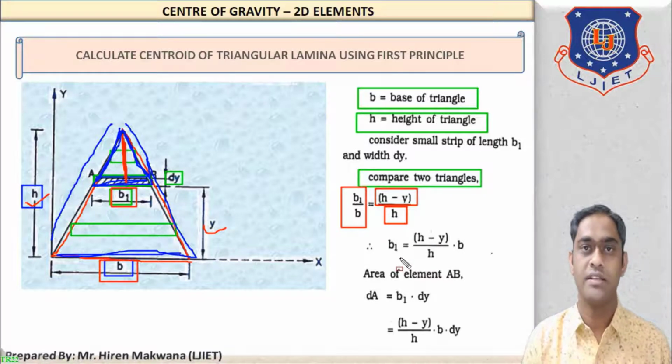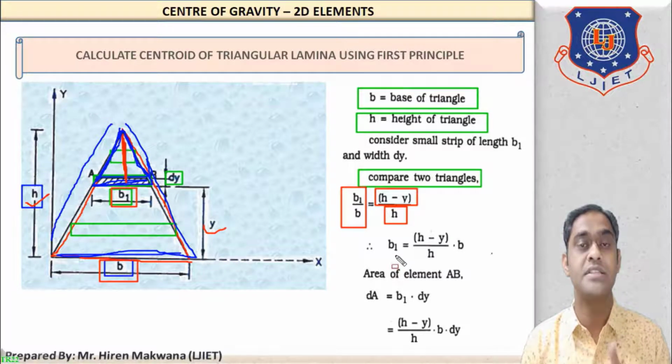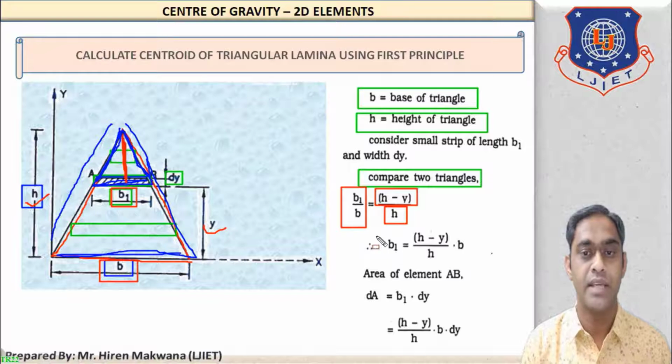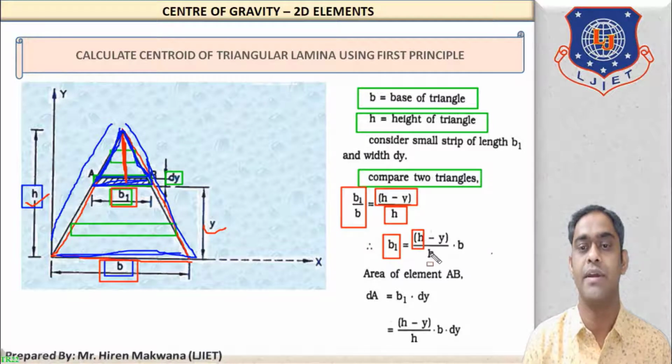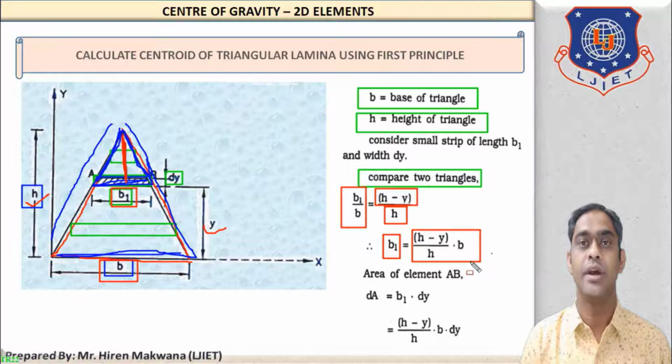Now what is the main target? What is the main problem? As I said, we have to fix the value of B1. Making B1 the subject, from this formula you will get, by cross multiplying, B times H minus Y upon H in the numerator. So it is the strip width B1.